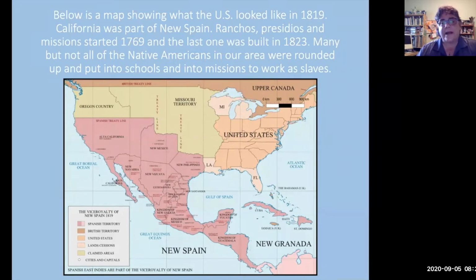But it was after the Tongva Nation was reduced that New Spain was developed, and we were part of Alta California. We ended up starting the presidios, the ranchos, and the missions. They started in 1769 in San Diego, and the last one was built in 1823. They rounded up a lot of the indigenous people, not all of them, but a lot ended up being slaves in the missions, or they were in boarding schools.